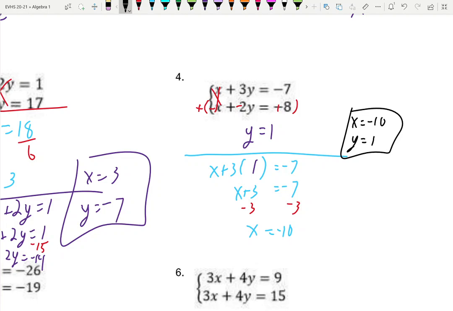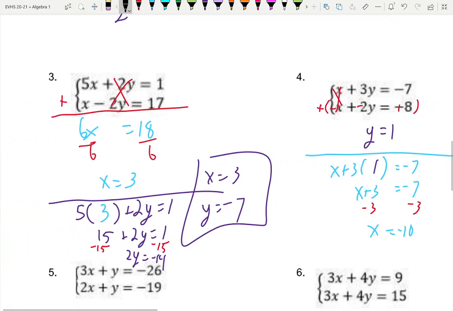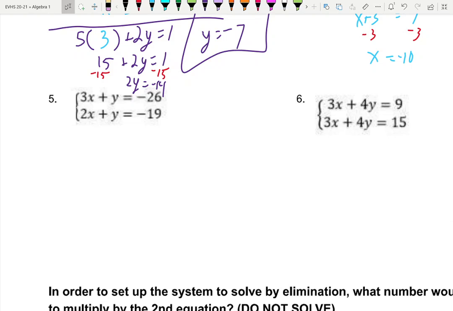Now, I know that was kind of fast. Let's go ahead and run through that again with number 5. You'll notice again, y and y both have a positive coefficient. So since they have the same coefficient, I am going to subtract the bottom equation and not add it.